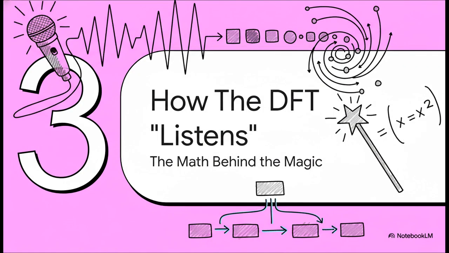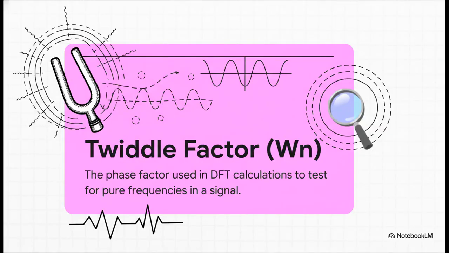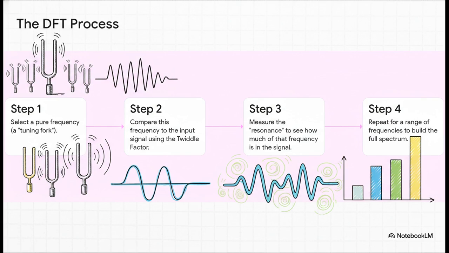This is just incredible, but how does it actually work? I mean, how can a mathematical formula listen to a signal and pick out frequencies? Let's take a look at the math behind the magic. Okay, you're gonna love this. The secret sauce inside the DFT is something called the Twiddle Factor. I know, the name sounds a little silly, but it is incredibly powerful. The easiest way to think of a Twiddle Factor is as a perfect mathematical tuning fork. It represents one single pure frequency that the DFT uses to test our signal. This slide breaks down the process beautifully.